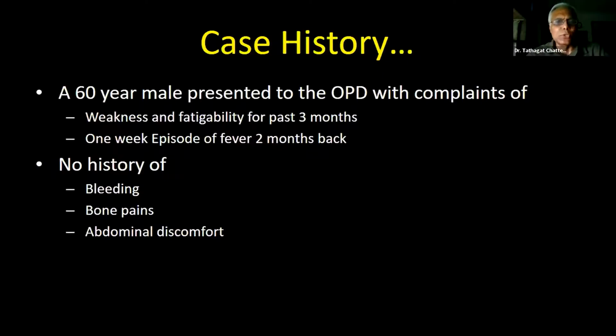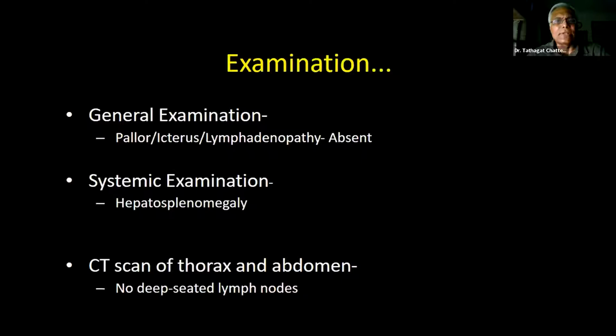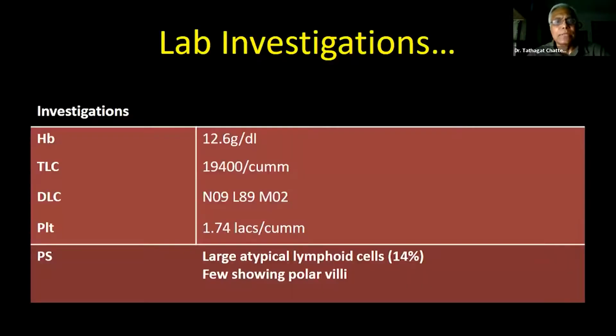case and then we'll have a few short cases. This is a 60-year-old male who presented to the OPD with complaints of weakness and fatigability of 3 months, with a 1-week episode of fever 2 months ago, with no history of bleeding, bone pains or abdominal discomfort. General examination was okay. Systemic examination showed moderate hepatosplenomegaly. CT scan did not reveal any deep-seated lymph nodes. Lab investigation showed a TLC of 19,400 with absolute lymphocytosis and large atypical lymphoid cells showing polar villi.